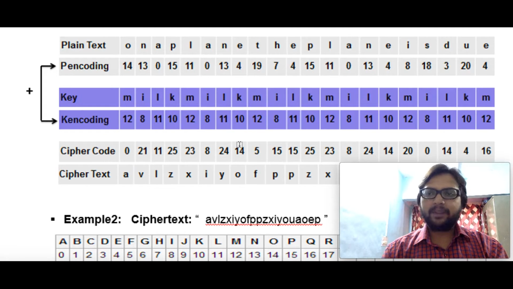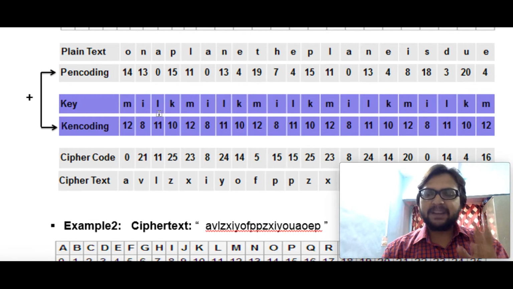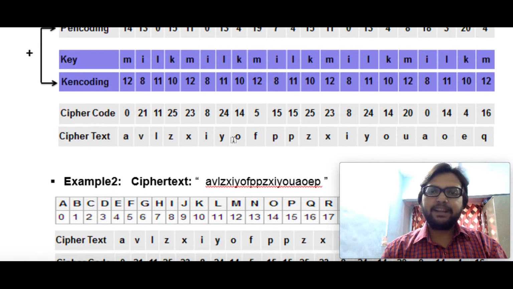more popular, remember. So we have assumed some key. In our case, our key is milk. The same key is present with the sender as well as with the receiver. Remember, sender and receiver both agree on one particular key, and that key we are using in our message for encryption as well as for decryption. So here we basically got our encrypted message.